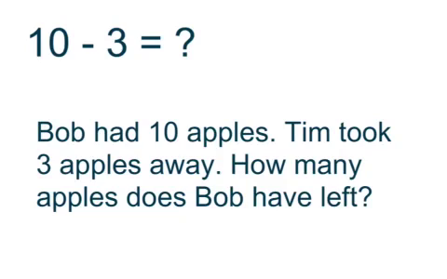If I look down here at our story problem, it tells me a story. Bob had 10 apples. Tim took 3 apples away. How many apples does Bob have left? This is harder to tell as subtraction because there isn't a minus sign, so we are looking for subtraction key words. Away is a subtraction key word. Away is telling us that objects are leaving, they are being taken, which is represented by subtraction.